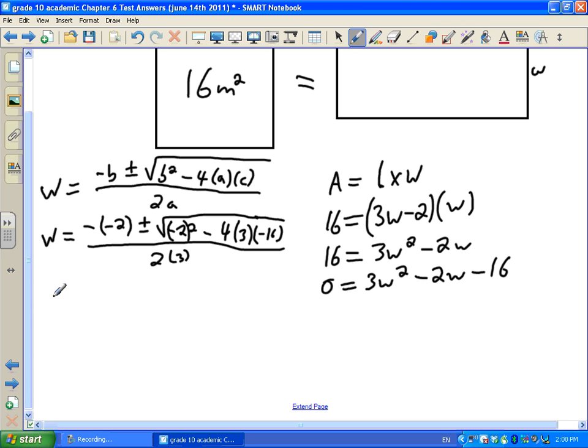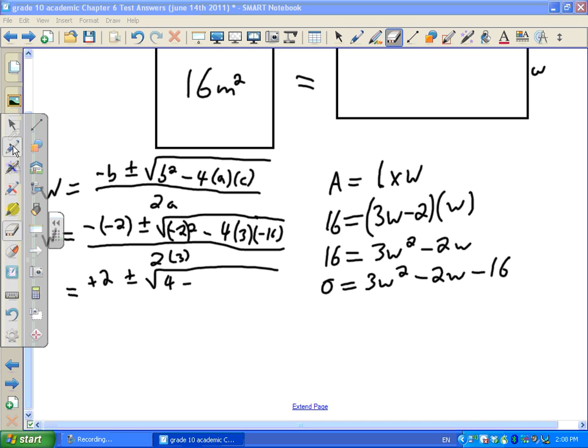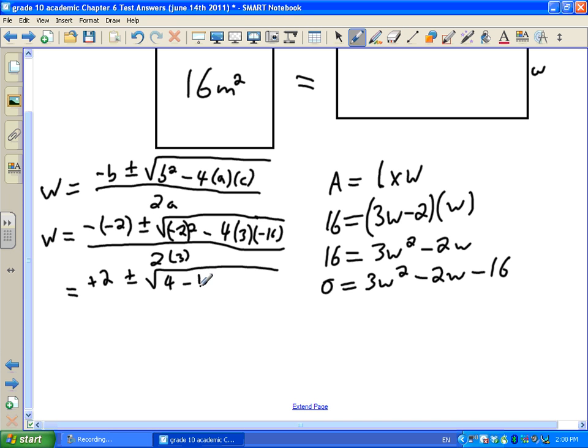So we're going to start to equate. The next line is going to read W equals positive 2 plus or minus the root of negative 2 squared is 4. And then negative 4 times 3 is negative 12. And negative 12 times 16. Let me get a calculator. 192. So it's positive 192 divided by 6.